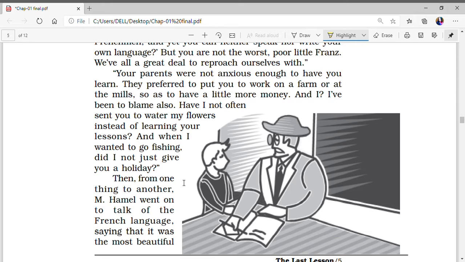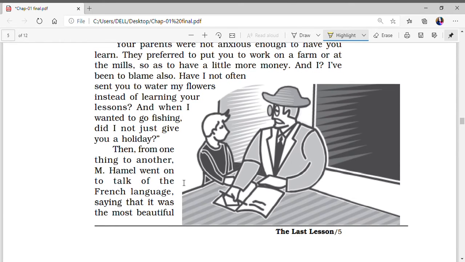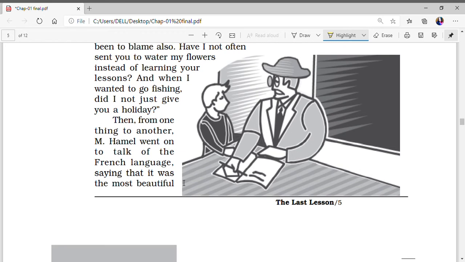"They preferred to put you to work on a farm or at the mills so as to have a little more money. And I have been to blame also." And he is also blaming himself. "Have I not often sent you to water my flowers instead of learning your lessons?" So this particular person, M. Hamel, is also very fond of gardening, we can notice. He sometimes used to send the children to water his plants, and now he's regretting that fact, that he shouldn't have done that, and he should have made them study. Had he done that, he might not have seen this day now. "And when I wanted to go fishing, did I not just give you a holiday?" And so he is altogether regretting all these events.